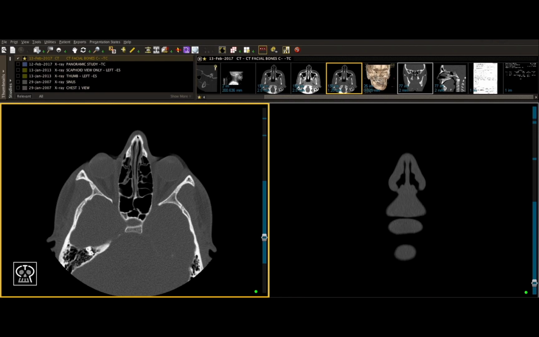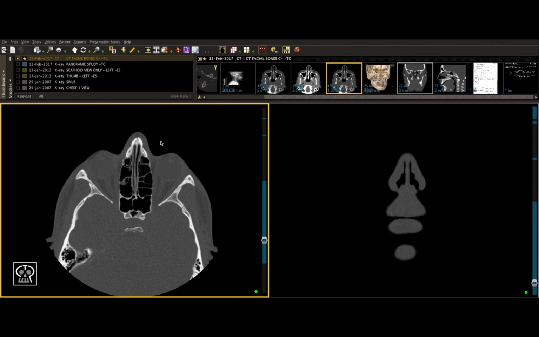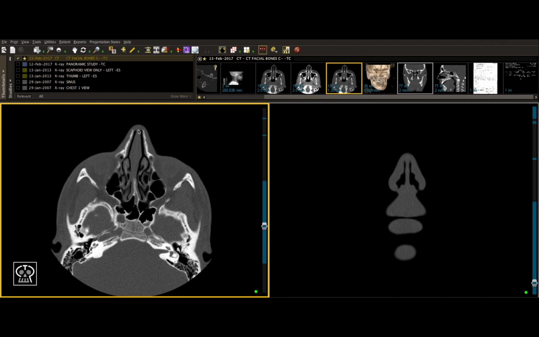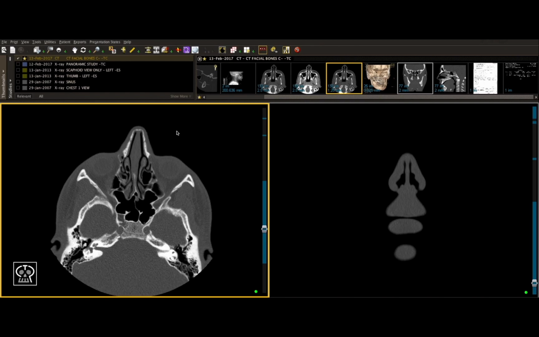Continuing to scroll, you'll once again see another line here that seems to be a break in the cortex superiorly, and it travels all the way down along with the nasal bones. Once again, this is another example of a suture line, or a suture line between the two nasal bones, the internasal suture.